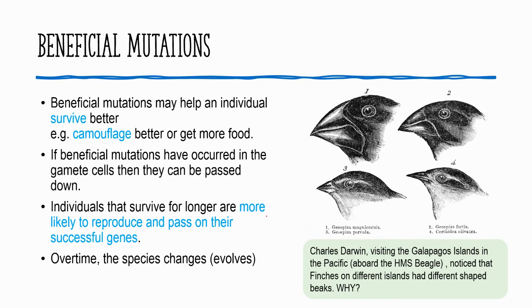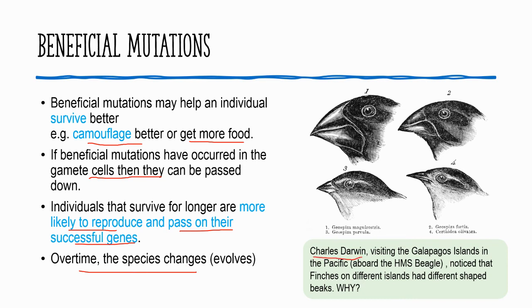So beneficial mutations help an individual survive better. For example, if they help a wild animal camouflage better or get more food, then their survival rate will improve. So if beneficial mutations have occurred in the gamete cells, then they can be passed down. Individuals that survive for longer are more likely to reproduce and pass on their successful genes. Over time, the species changes or evolves.